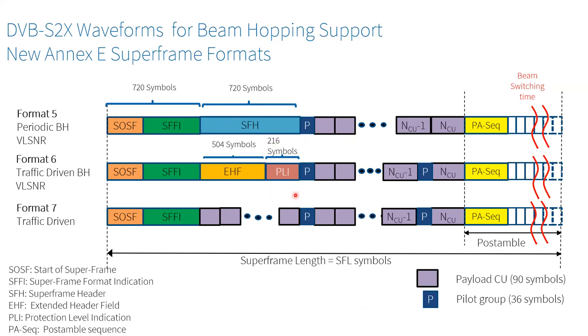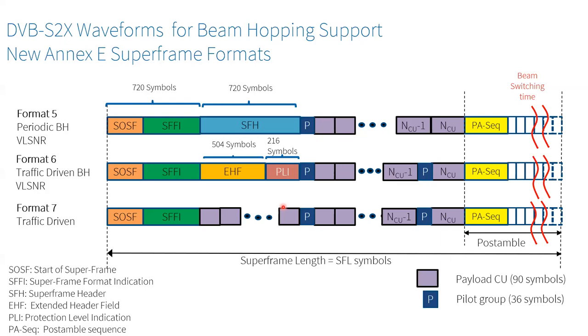And there is another field which encodes the PLI, the protection level, so you can use this superframe with different SNR levels, including VLSNR. Now the overhead associated with that is quite big, especially with VLSNR and fragmentation. So for that, Format 7 was also added.